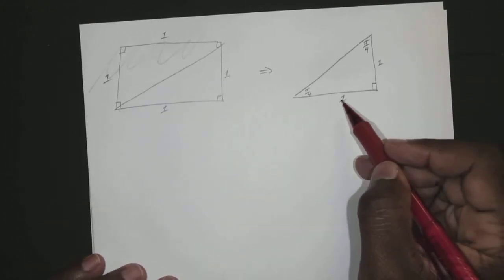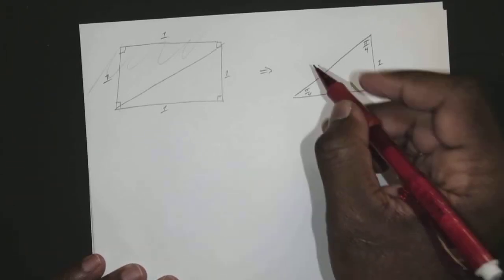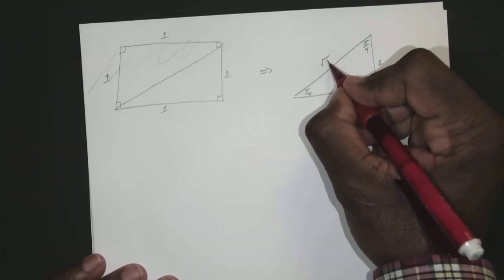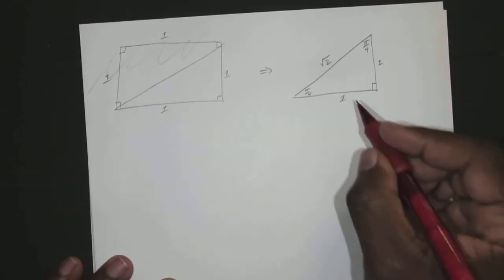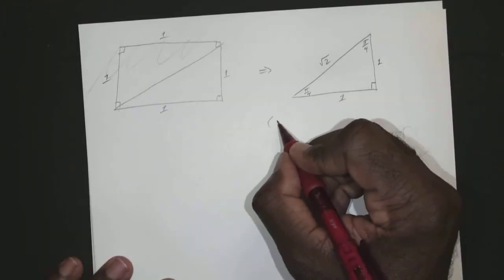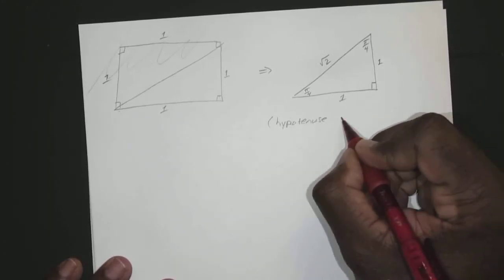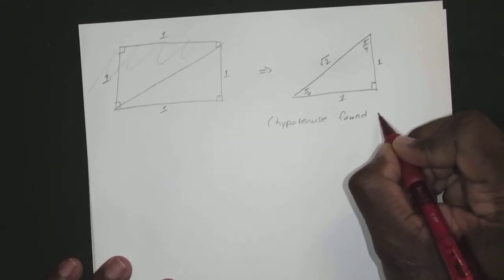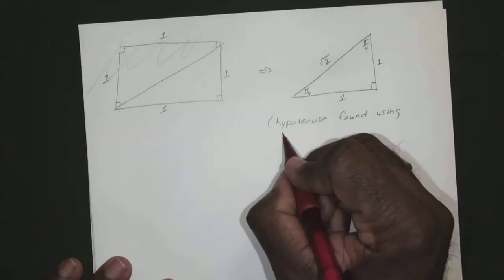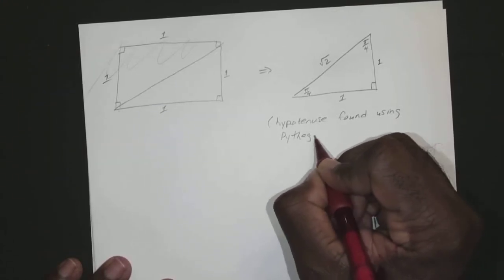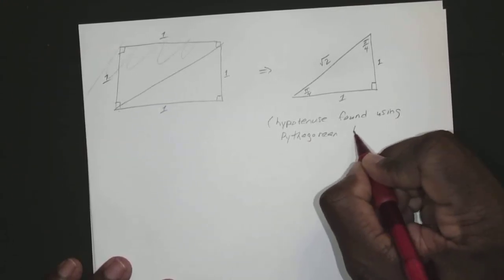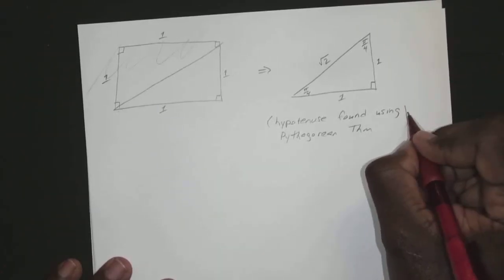Okay, so use the Pythagorean theorem. You have 1 and 1 here. You can figure out your hypotenuse would end up being square root of 2. Okay, so hypotenuse found using Pythagorean theorem.